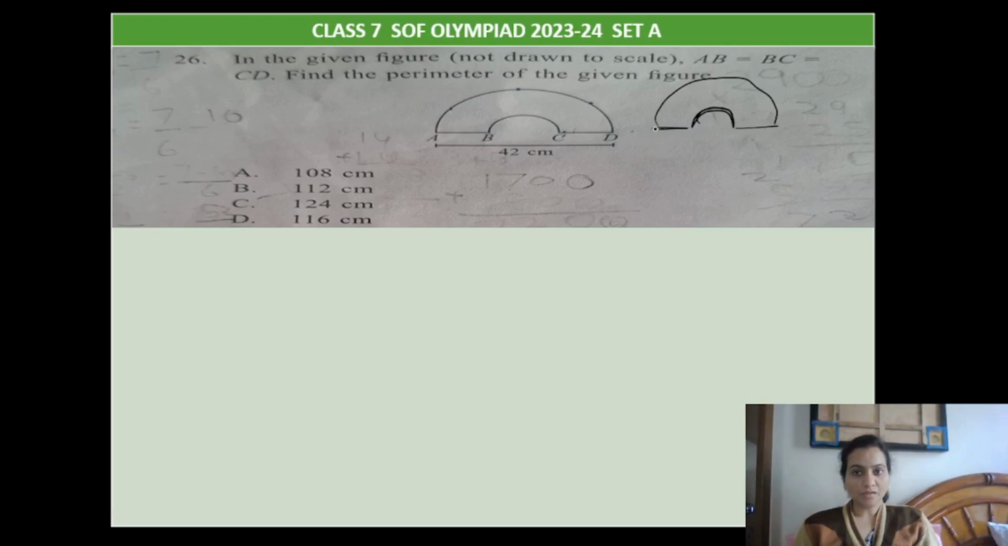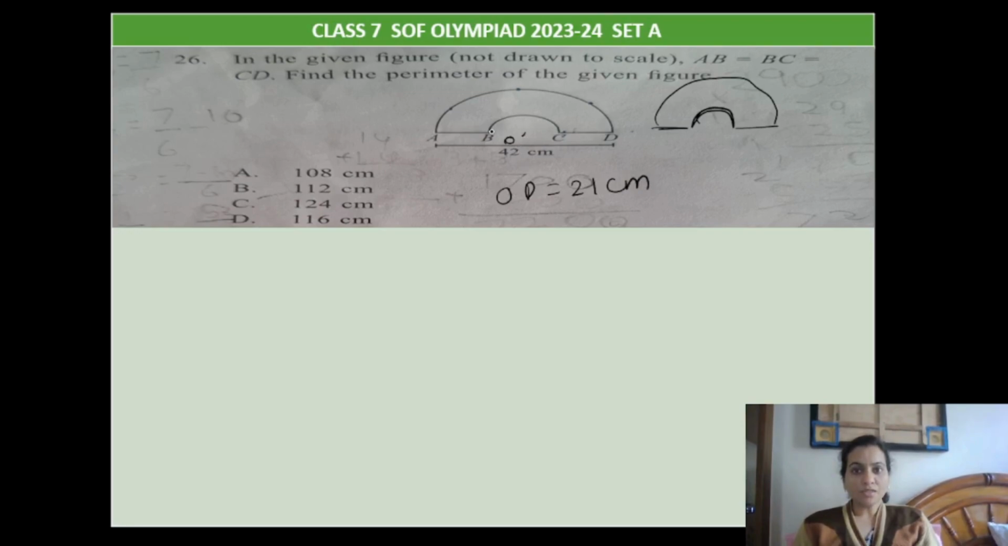If you see this AD, this is a semicircle, so we need to find the half circumference of this semicircle, and also there is a semicircle here, right? So we need to find the half circumference of this circle, and then we will add up these two lengths to it. So how to find the circumference of the bigger circle? We need to know its radius. So if the entire length from A to D is 42 centimeter, let's take this point as O, then OD is the radius. OD is half of 42, so it will be 21 centimeter.